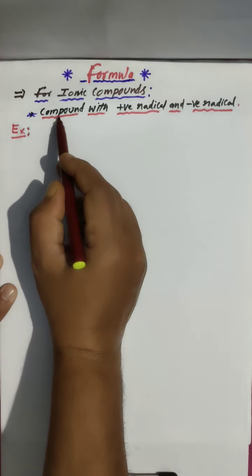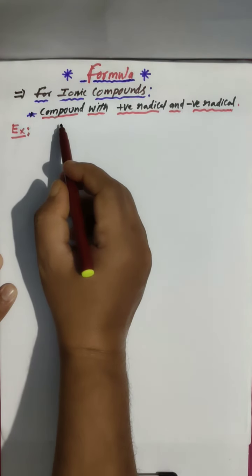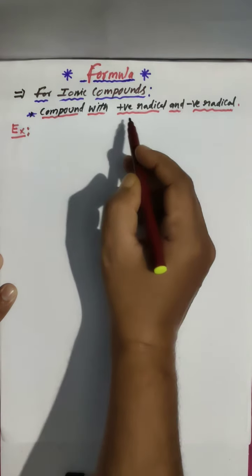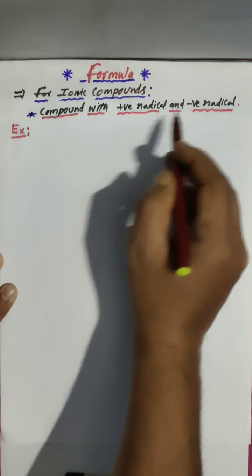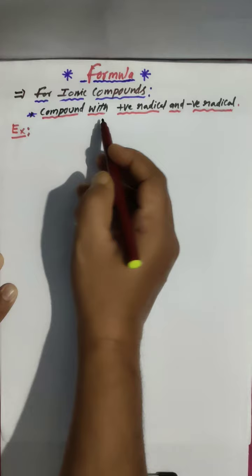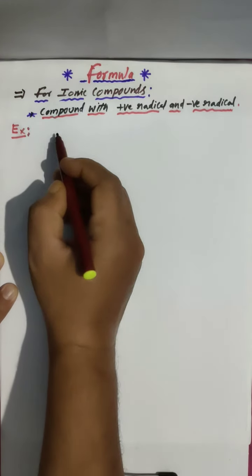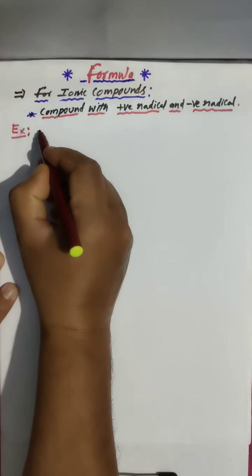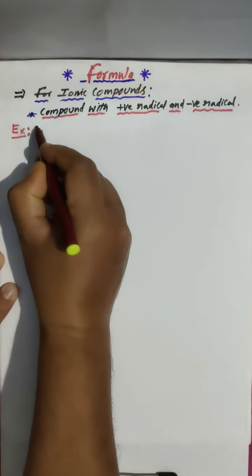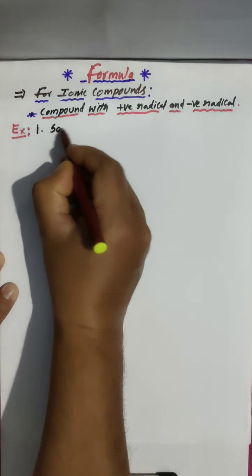What is meant by an ionic compound? An ionic compound is nothing but a compound with a positive and a negative radical. It means it contains one positive ion and one negative ion. Such compounds we call ionic compounds. Clear? For example, I am starting with a simple, well-known compound, sodium chloride.